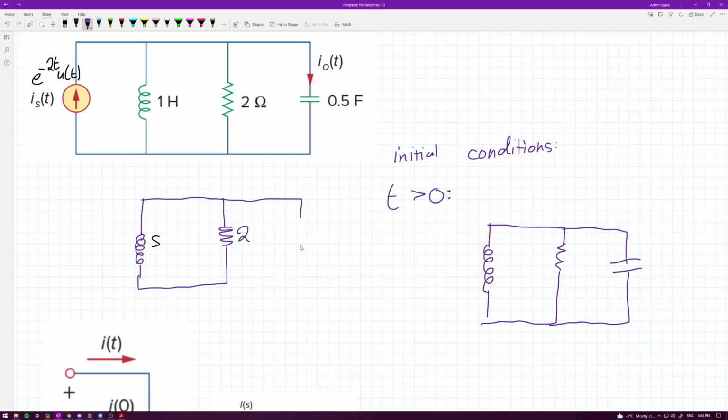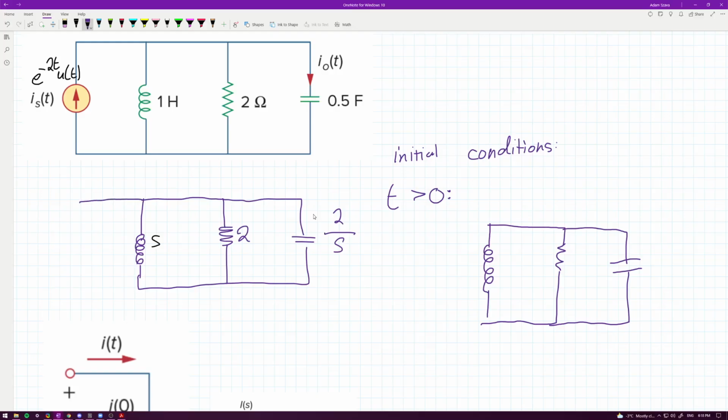And then here, the capacitor turns into 1 over sC. So 1 over s times 0.5, right? 0.5 is a half, so I'll just put a 2 on the top. So it's 2 over s for that.